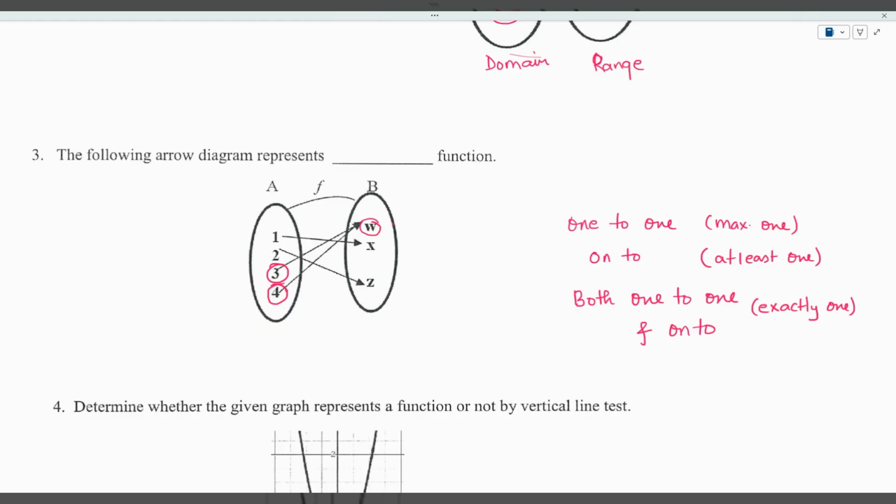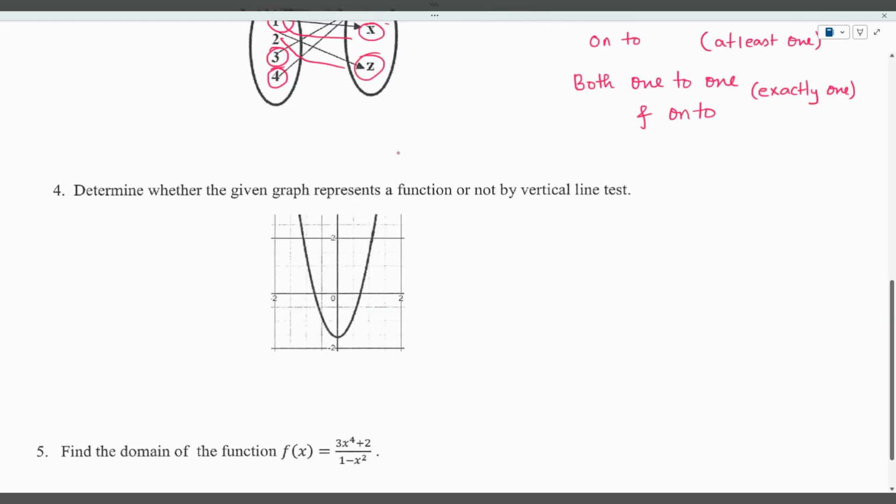But here, what is the problem? It is more than one. For x, there is only one element, 1. For z, there is only one element. So this function does not satisfy the condition of one to one because W has more than one element. So which type of function is this? This is an onto function. Let us go to question number 4.